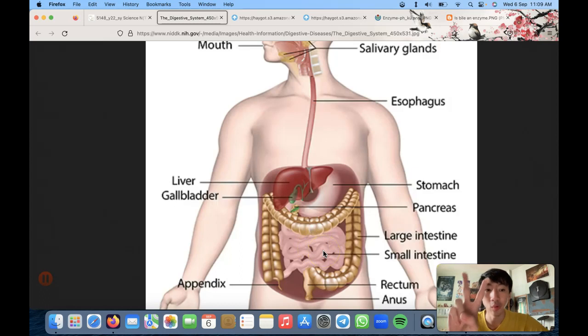So the small intestine has two functions. Firstly, it completely digests all the nutrients, and secondly, it will absorb all the nutrients into your body. If you don't have a small intestine, then you're dead, right? Because you can't absorb any nutrients, and you need the nutrients for your energy and for your growth.